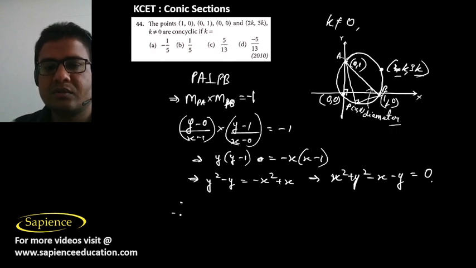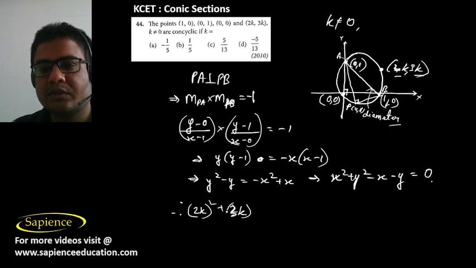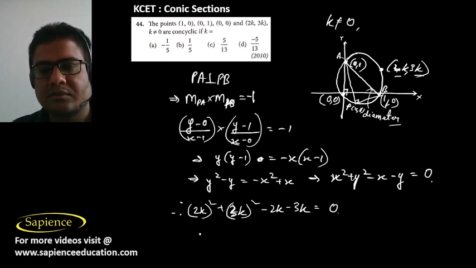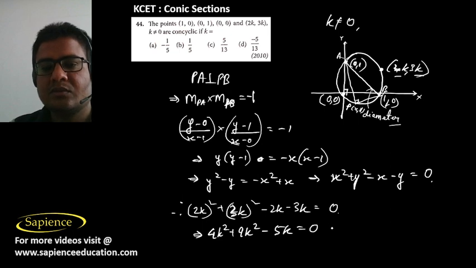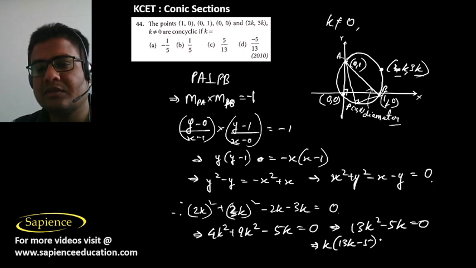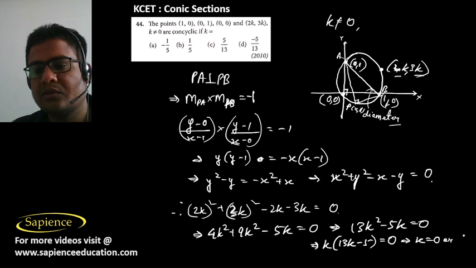Now 2k, 3k also lies on the circle, so it should satisfy the equation of the circle also. So 2k whole square plus 3k whole square minus 2k minus 3k should be equal to 0. Therefore 4k square plus 9k square minus 5k equal to 0. So 9 plus 4 is 13k square, so 13k square minus 5k equal to 0. So k into (13k minus 5) equal to 0. Therefore k is equal to 0 or k is equal to 5 by 13.